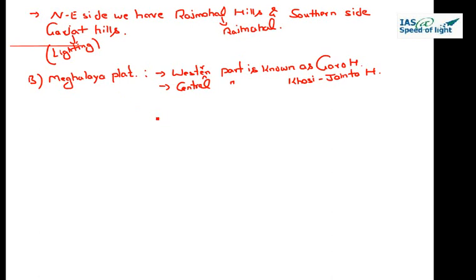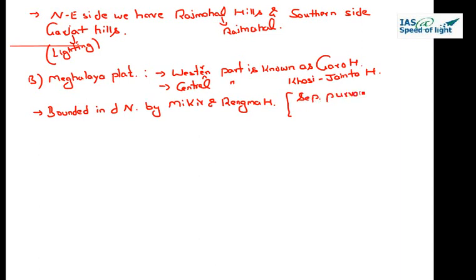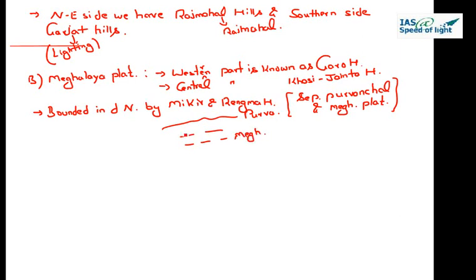In the north, this Meghalaya Plateau is bounded by two ranges, the Mikir and the Rengma Hills, which actually separate Purvanchal, which was a part of the Himalayan system, and the Meghalaya Plateau. Whenever you can, draw a diagram. So Garo, Khasi, Jaintia, then you have Mikir and Rengma Hills, and then you have Purvanchal Hills.